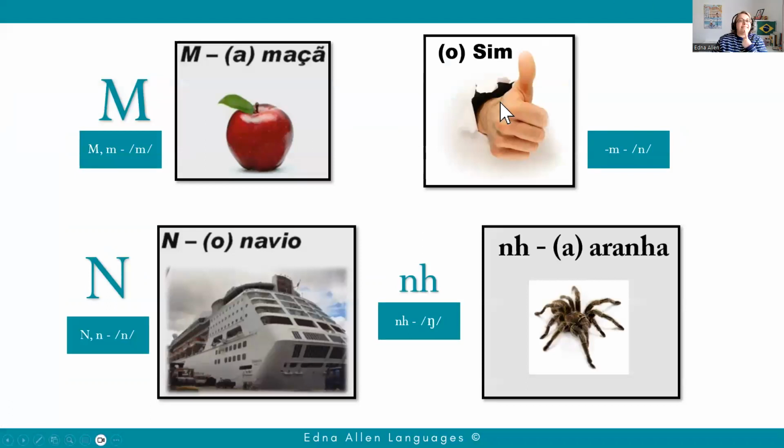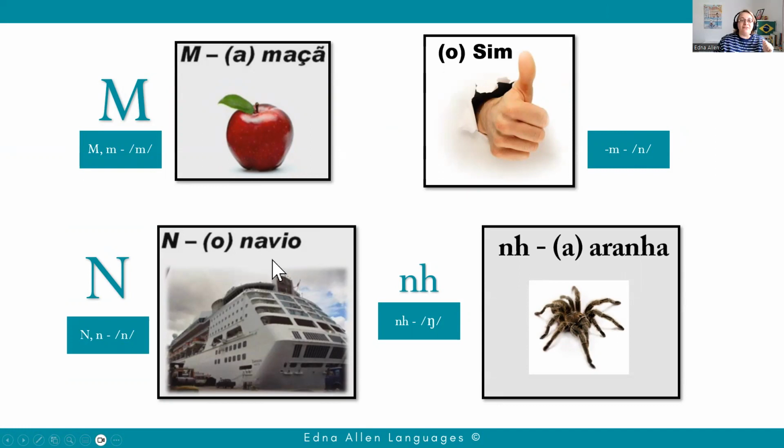Sim. Can you see how we don't actually close our lips when we end with an M? We say it almost as if it was an N. Sim, sim. Tudo bem? O navio, simples.